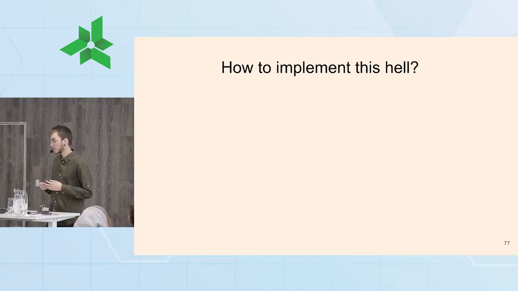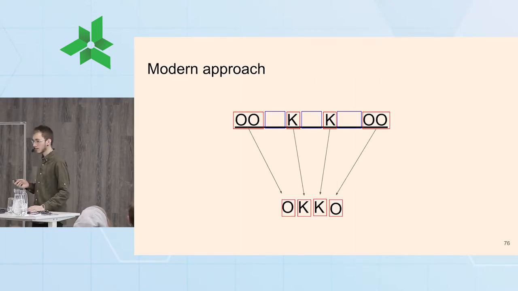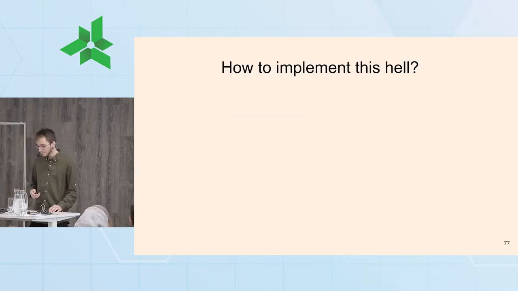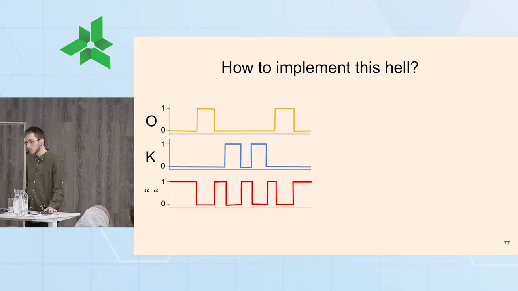Because still we don't know how to do this. I just showed something, O, K, K, O, but a neural network doesn't know what letters are, it just speaks about numbers, and we need to show it how to do that. What we have, we spoke about these distributions back in the past, this distribution of the letters on the whole image. And we can speak about it like a sequence, and the input image also as a sequence.